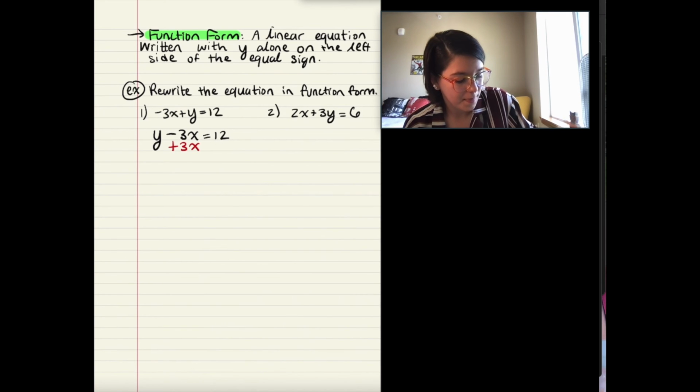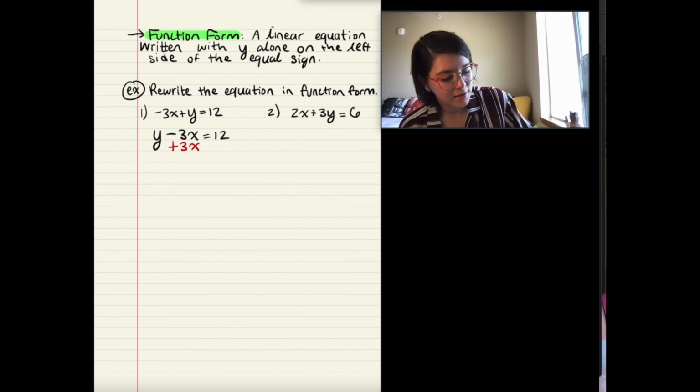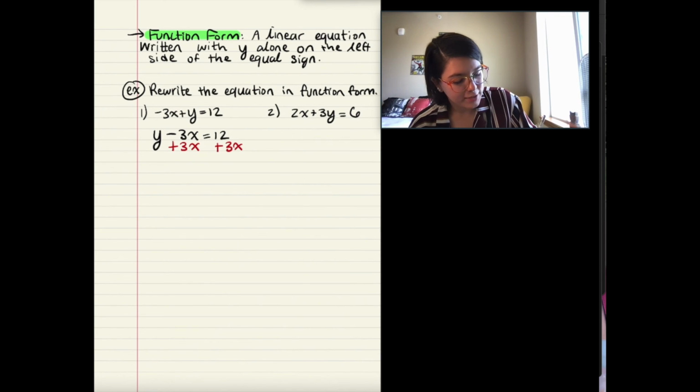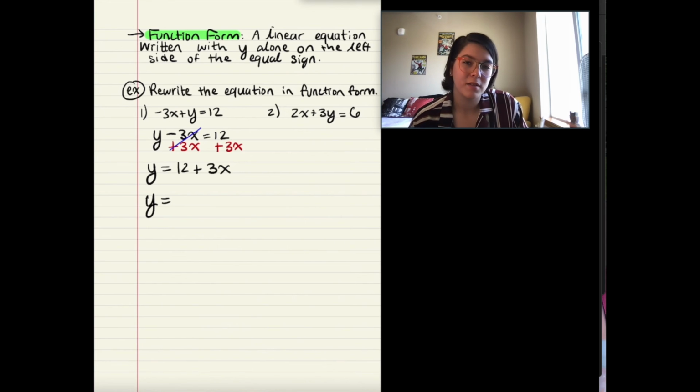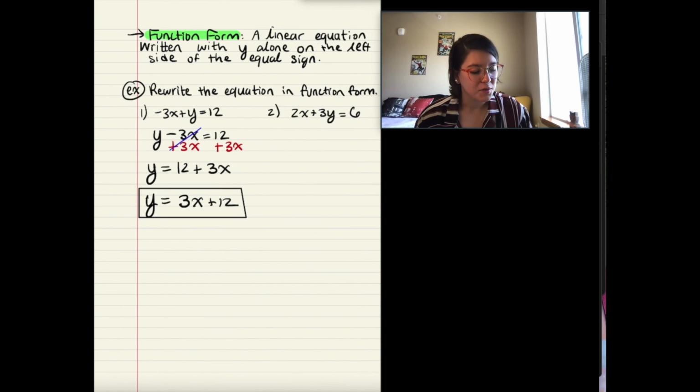And what we do to one side of the equation, we have to do to the other. So we have negative 3x plus 3x. Those cancel out. Then we have y is equal to 12 plus 3x. And when we write linear equations, we prefer to have the x term in front. So I'll just switch the 3x and the 12 around and write 3x plus 12. Go ahead and see if you can do the next one on your own.